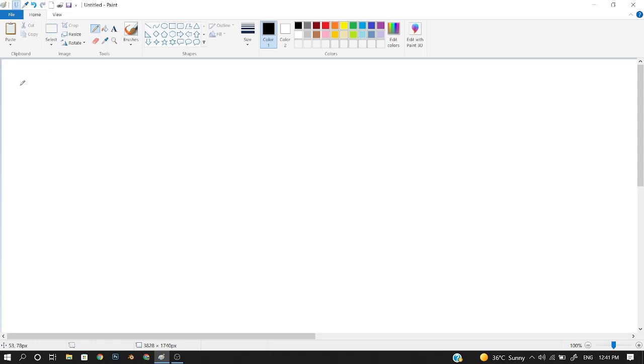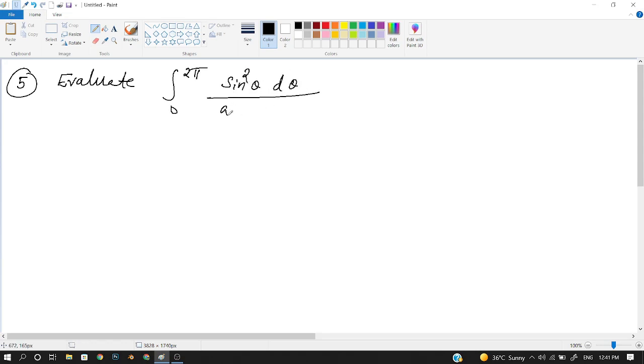Now let us move to the next question. Evaluate the integral from 0 to 2 pi sin square theta d theta divided by a plus b cos theta.